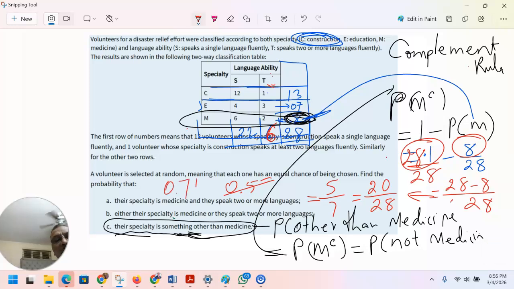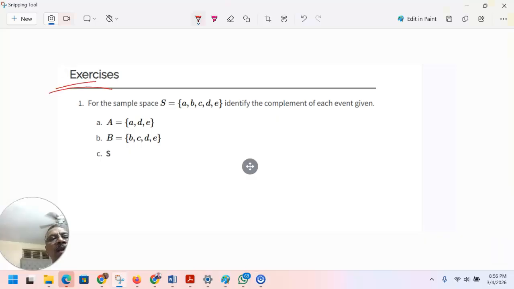You can see I'm tired now, which is 71%. So I hope, so we have a lot of problems like this for practice. These are examples, but then when you come to the exercise, you have a lot of problems to do. So the exercise begins here.